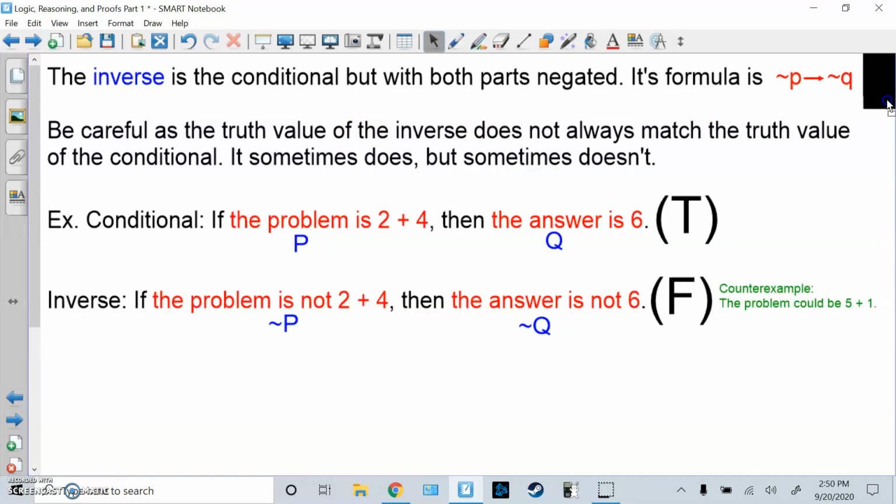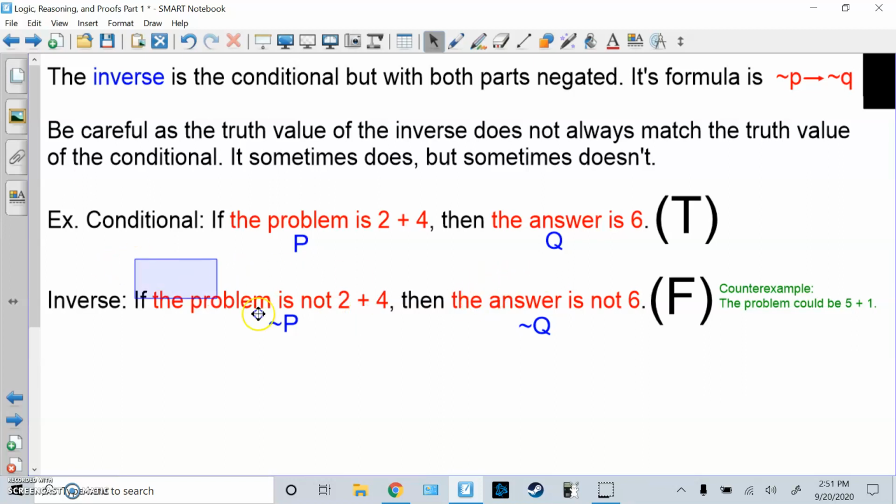Here's an example. Conditional: if the problem is 2 plus 4, then the answer is 6. Again, you only know the first part. So if I tell you, here, you have 2 plus 4, can you tell me anything about it? You say, yes, the answer should be 6. You combine them. Now if I do the inverse, the nots of each, the first part, P becomes not P. So if the problem is not 2 plus 4, can you guarantee that the answer is not 6?